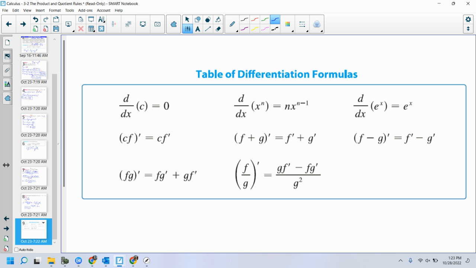What's on there? Okay, the derivative of a constant is 0. This is the power rule that allows us to do polynomials. Obviously, e to the x. This is our constant rule where we just multiply by the constant. This is the sum, the difference, the product, the quotient rule.